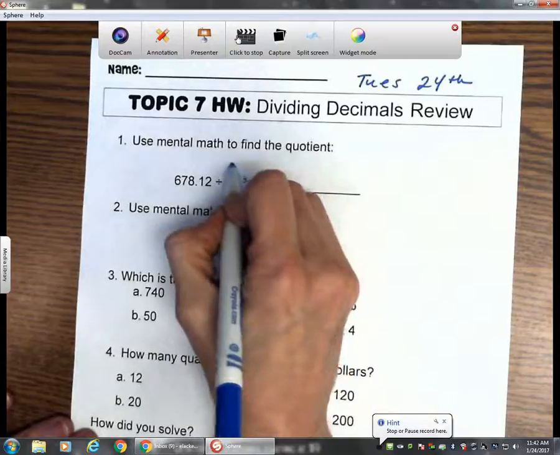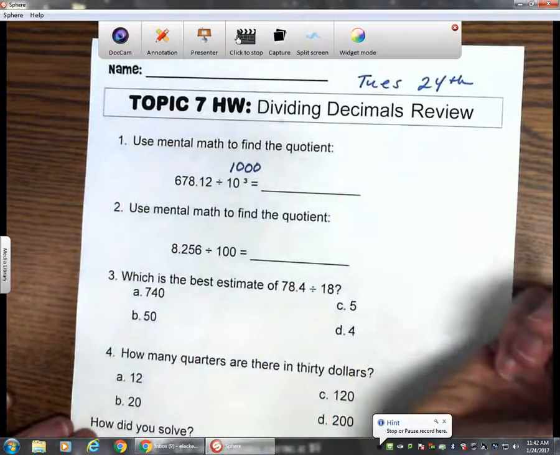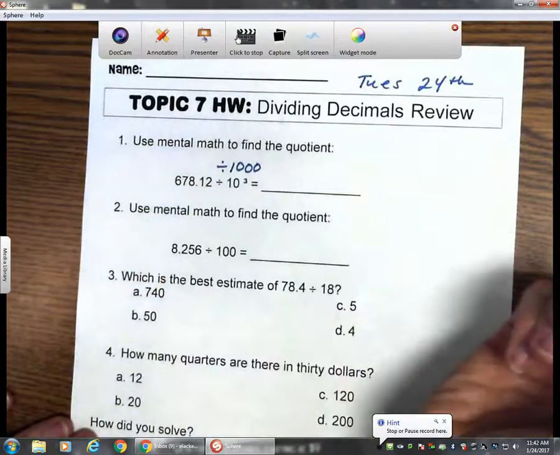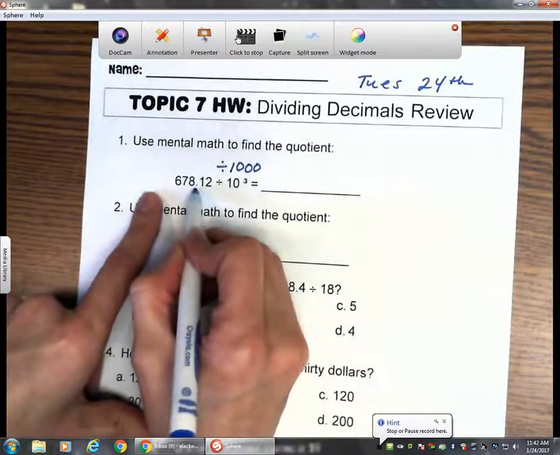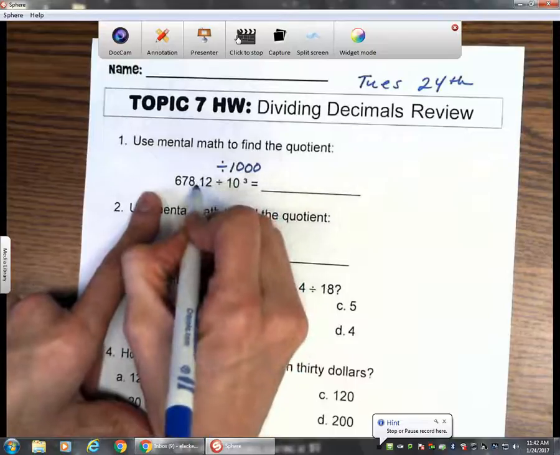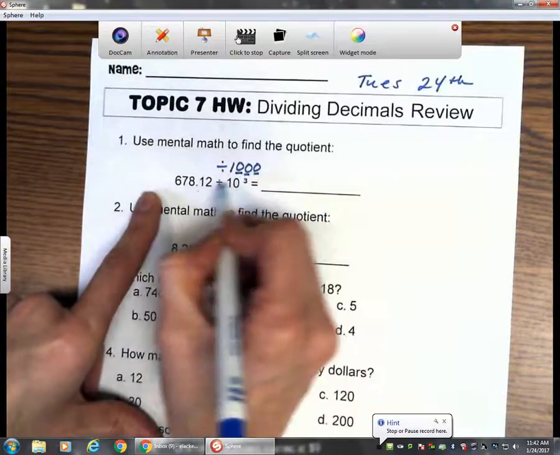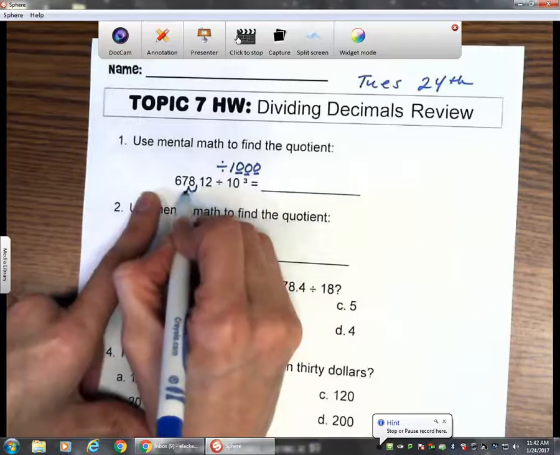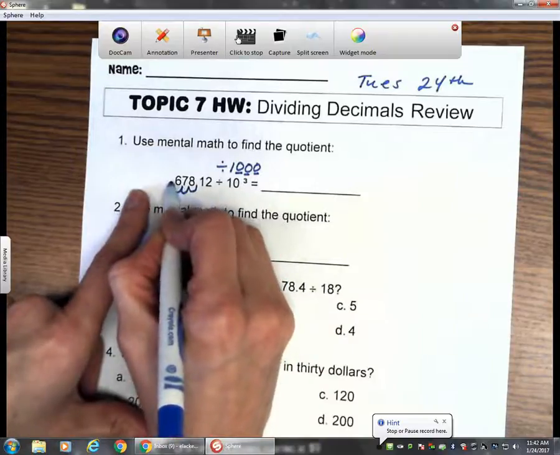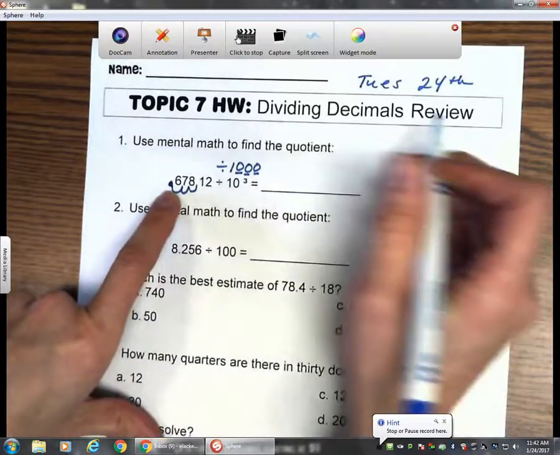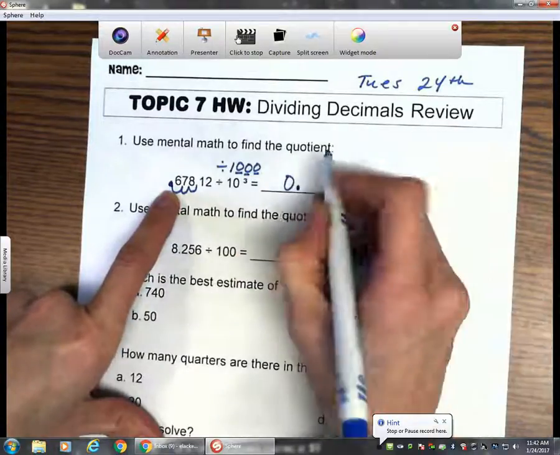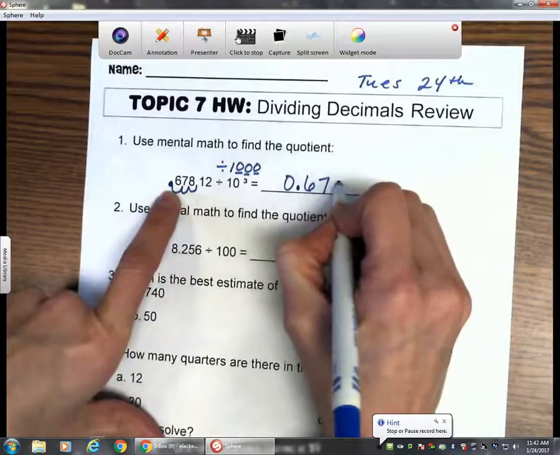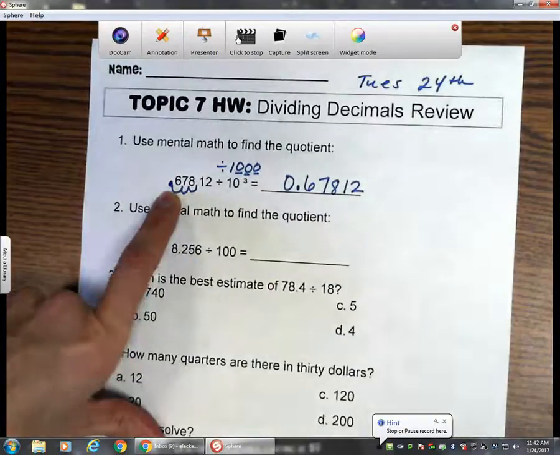We have to remember that this is actually 1,000, so divided by 1,000. And remember, when we multiply, we move the decimal to the right, so when we divide, we move it to the left. And so this one we're moving it 1, 2, 3 spaces to the left. And so that's our new decimal point. So 0, no whole numbers, and then this whole thing becomes a decimal.